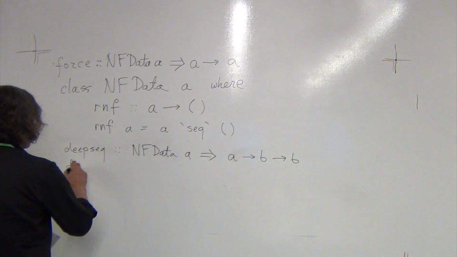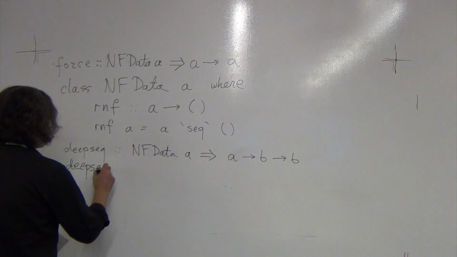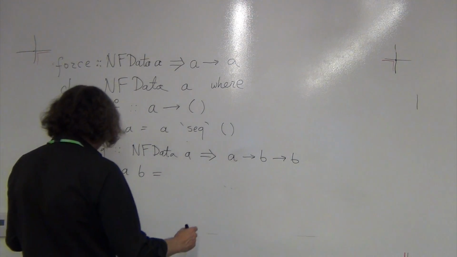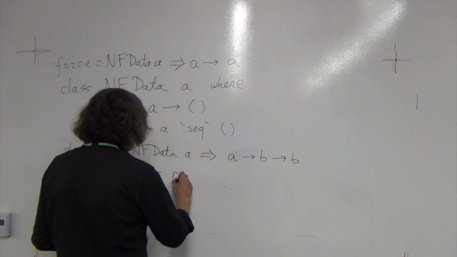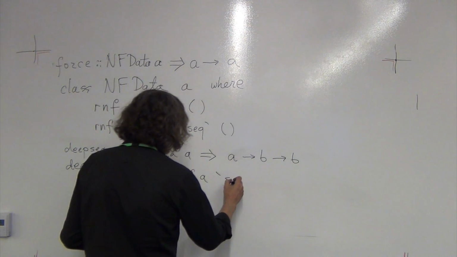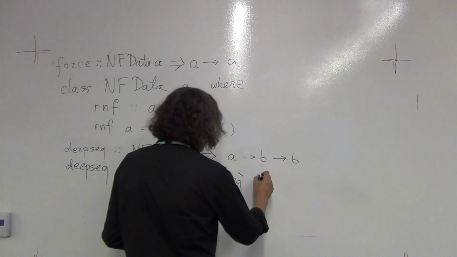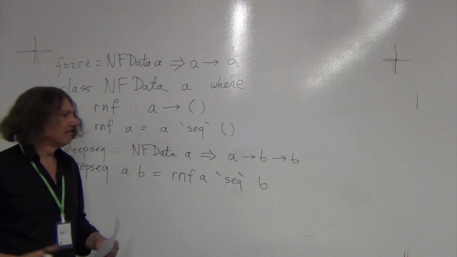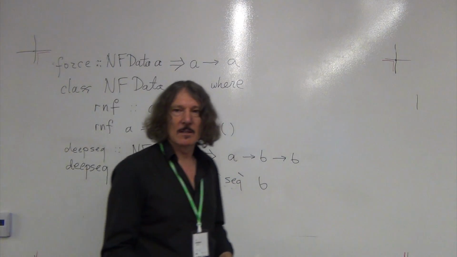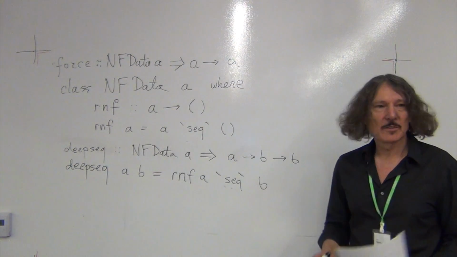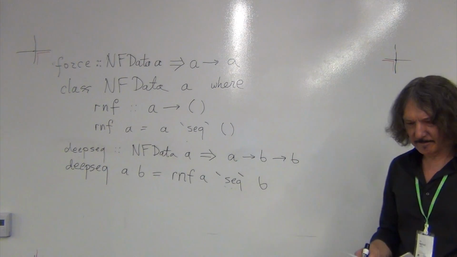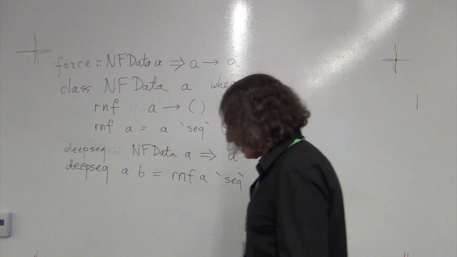And the implementation is also pretty easy. So deepseq acting on some A and B is just equal to: reduce to normal form A and then sequence it with B. That's it. We are just RNF-ing A and then sequencing. So you see all these primitives very nicely combine to produce more elaborate things.